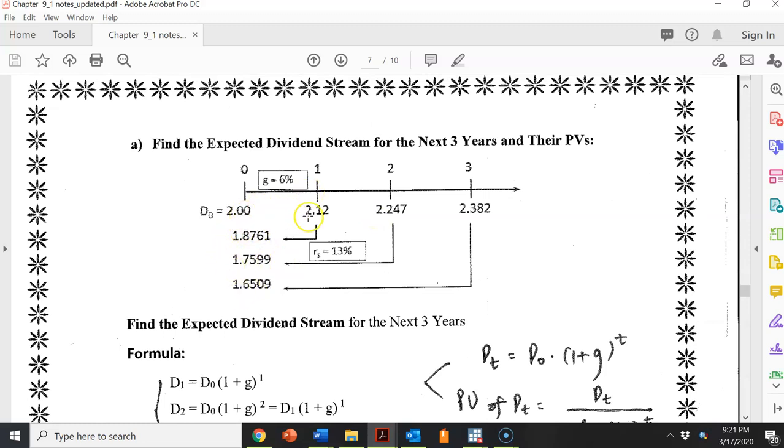Okay, we discount them one by one, all the dividends one by one to get these present values of the 3 dividends.